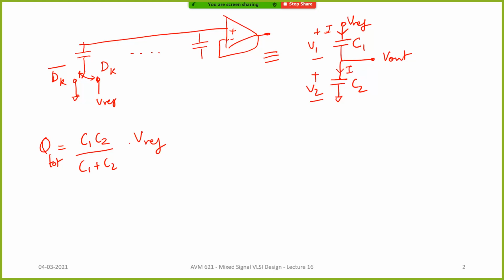In other words, the same amount of charge is there on C1 as well as C2, right? So current flow has caused a certain amount of positive charges that will induce a certain amount of negative charges here. That will attract some positive charges, and then that will induce another set of negative charges here. That is how capacitors work. So V1 can be written as Q total divided by C1.